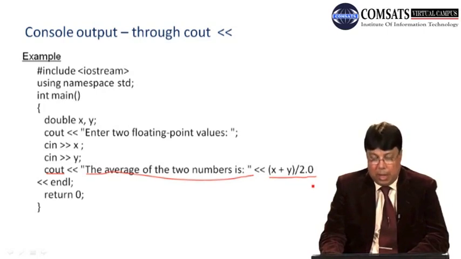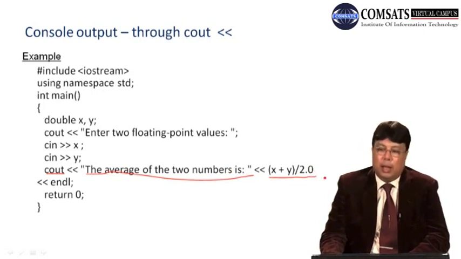Then you can use the main argument here, x plus y divided by 2.0, and instead of \n, you may use it with the original form under the double quotes, or you can use endl. Okay, return 0, something unexpected we have included in this slide.